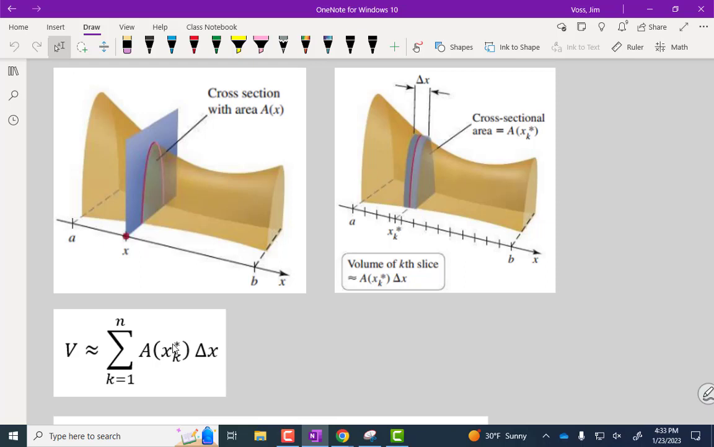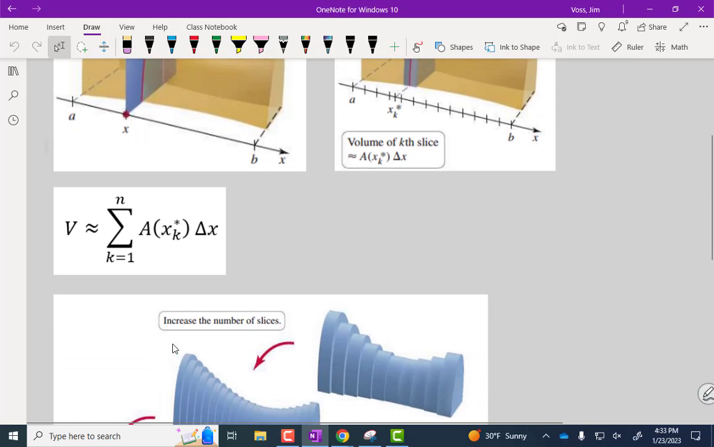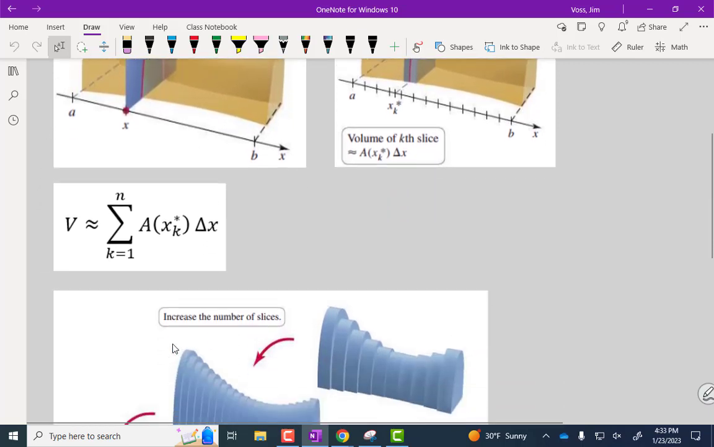And you can see that if you subdivide your region into a bunch of those little slices, it's going to approximate the volume. So the volume of that slice is the cross-sectional area times the thickness. So this in here is the volume of a slice. And then we add them up, and we get an approximation. And then we do what you learned in Calc 1. You take the limit of the Riemann sum.